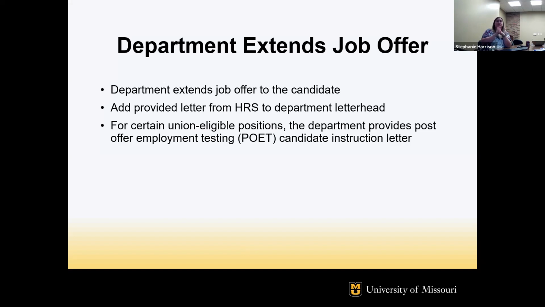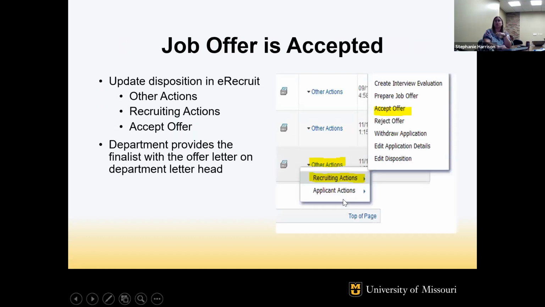Again, once the job offer is approved, then the department can go ahead and extend it to the candidate. That's when you can provide the letter on your department letterhead to the candidate. And then for certain union eligible positions, the department will provide the post-offer employment testing information to that candidate. And then once we've received the acceptance, we will go ahead and request the CBC and the POET, or the post-offer employment testing.